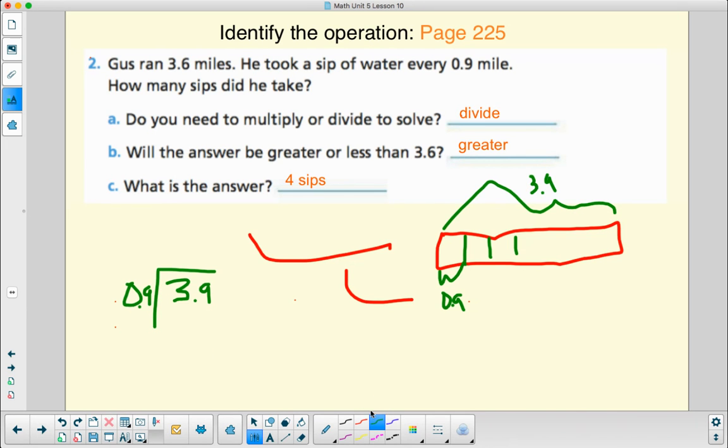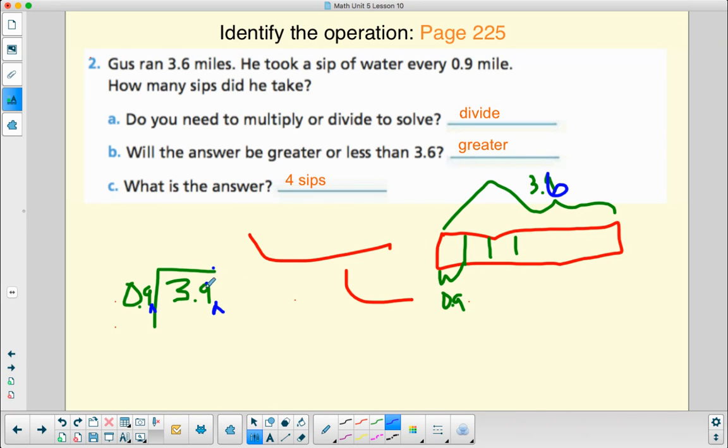All right, so first of all, I am going to multiply my divisor by 10 to make it 9, and my dividend by 10 to make it 39. So there's where my decimal will go. How many 9s in, oh, that's supposed to be a 6. Oh, silly me.